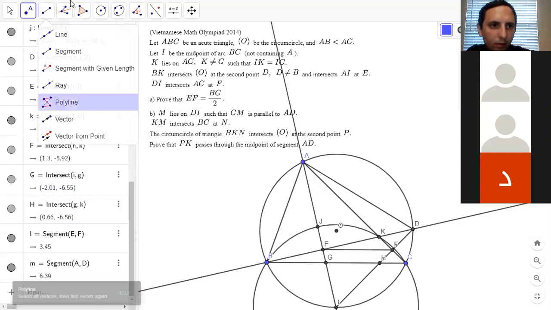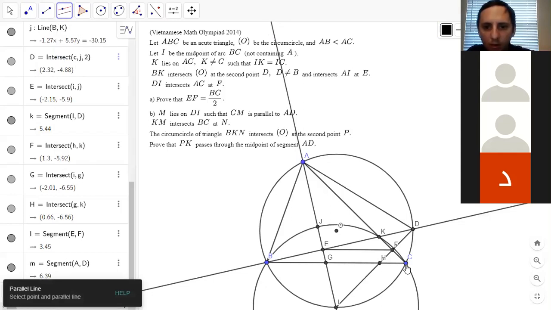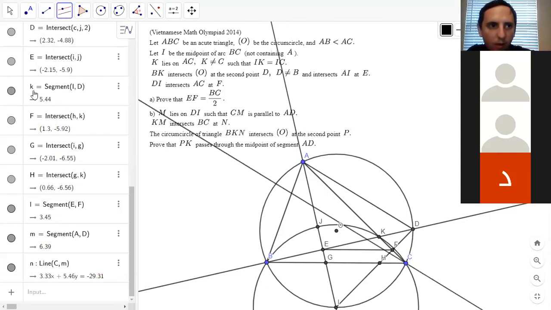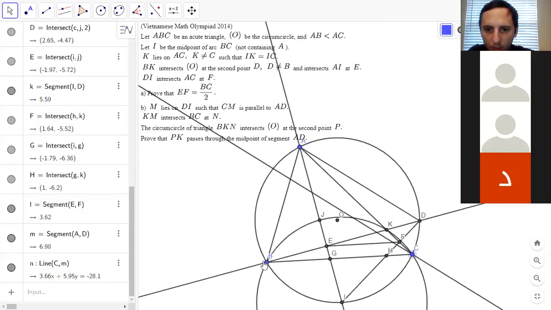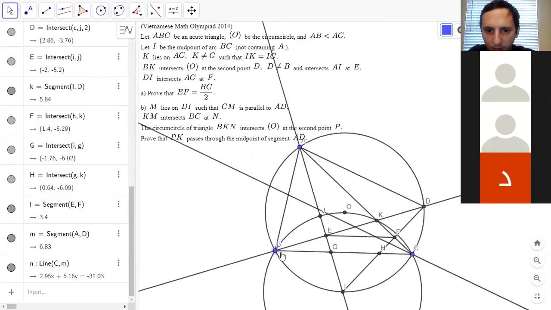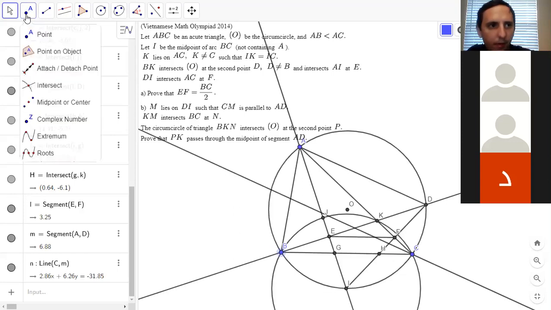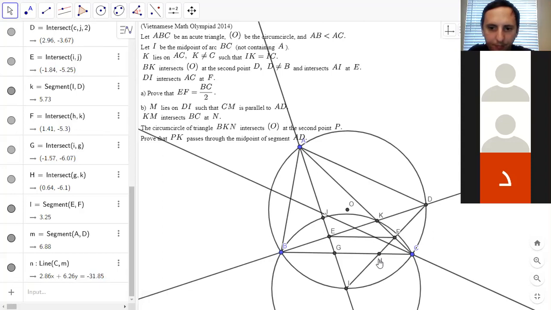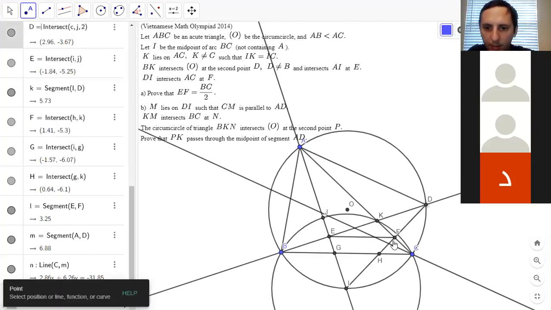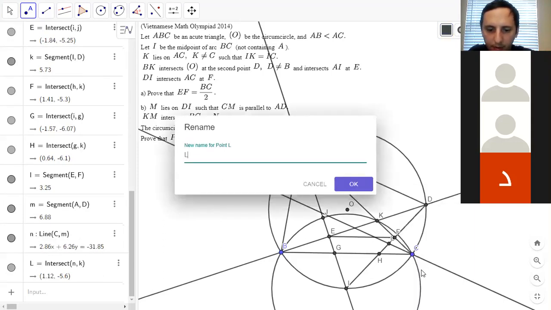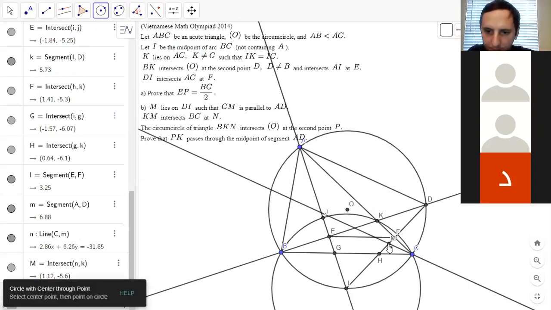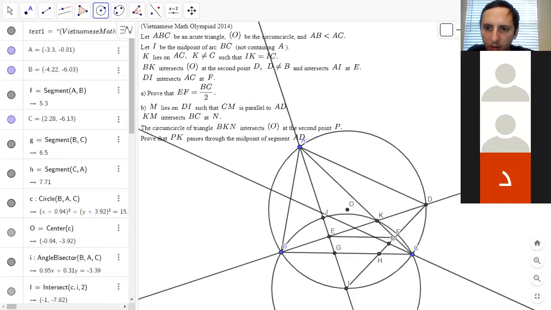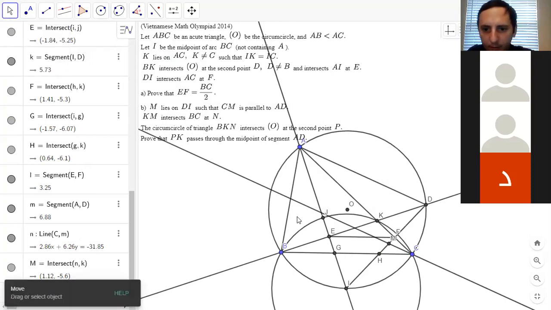All right. Let me make the diagram a little bit better. So we still want AB to be less than AC, but yeah, that looks a little better. So I can make that point M. I'm going to hide some of the extra lines in just a second. And I wonder if M is the midpoint of DI. Let's check. No, not necessarily. KM intersects BC at N.